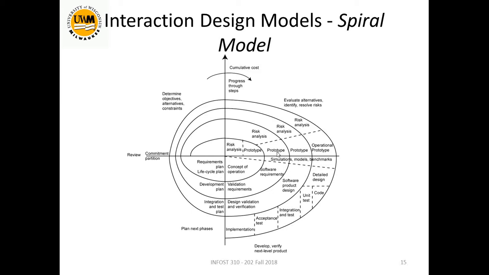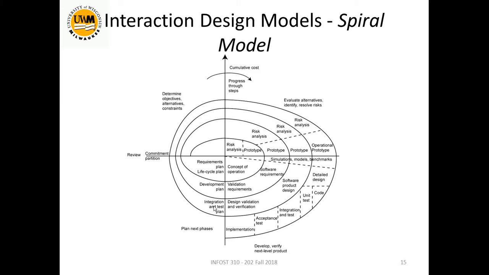We develop the prototype. We find what our software requirements are, or what our validation requirements are, and we come up with a development plan. Then we move to the next stage. We perform risk analysis on the development plan. We come up with a more developed prototype. We concentrate on what is needed for the software product design. Then we perform design validation and verification before the actual designing.